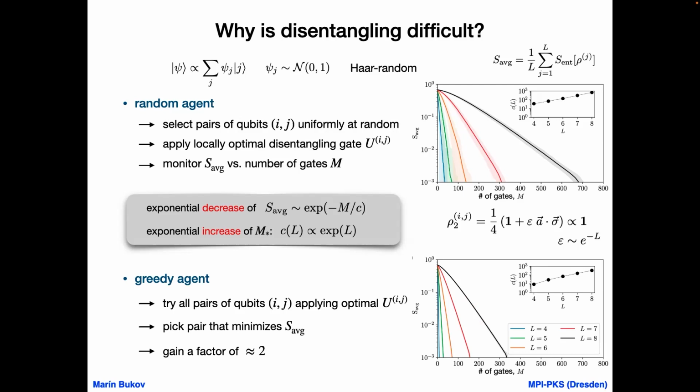So I'm going to say, let me try out all possible pairs of qubits. They're not so many; they're just L squared of them, roughly. And let's just apply for every pair of qubits the corresponding optimal 2-qubit gate. And then I'm basically going to end up with a bunch of possibilities. So I'm going to cherry pick that pair that minimizes the average entanglement. And that's the corresponding plot here on the left.